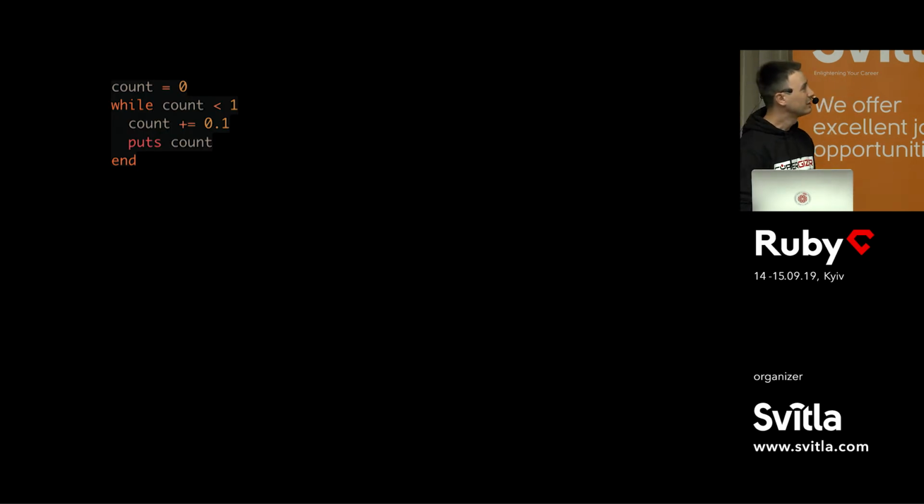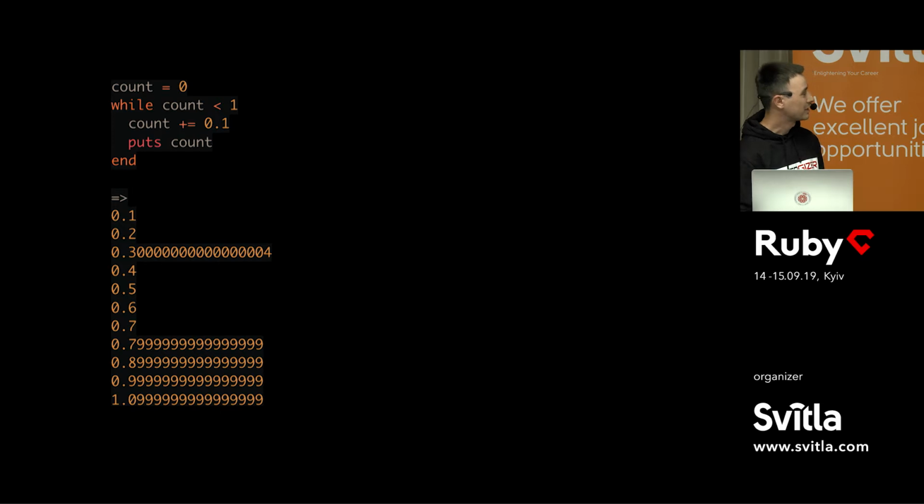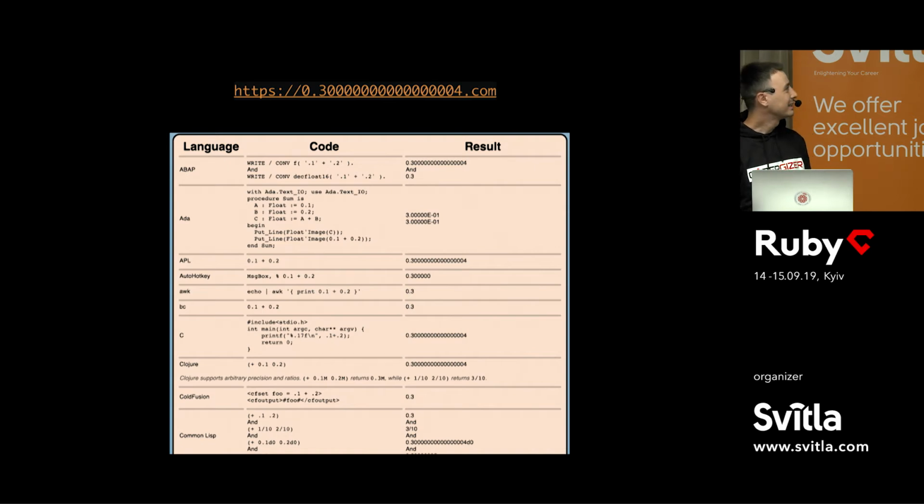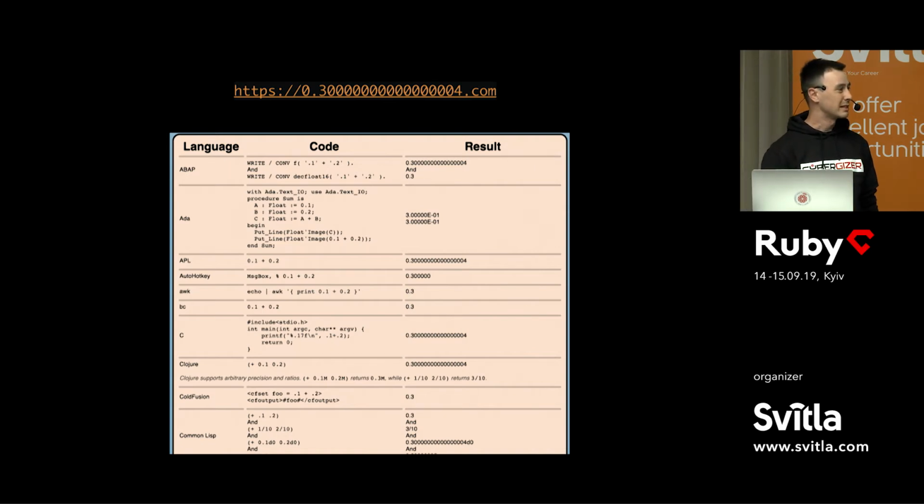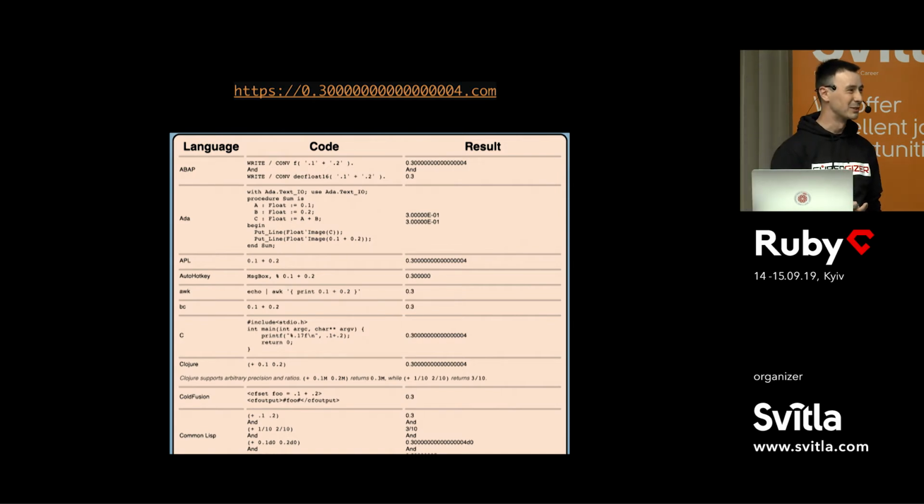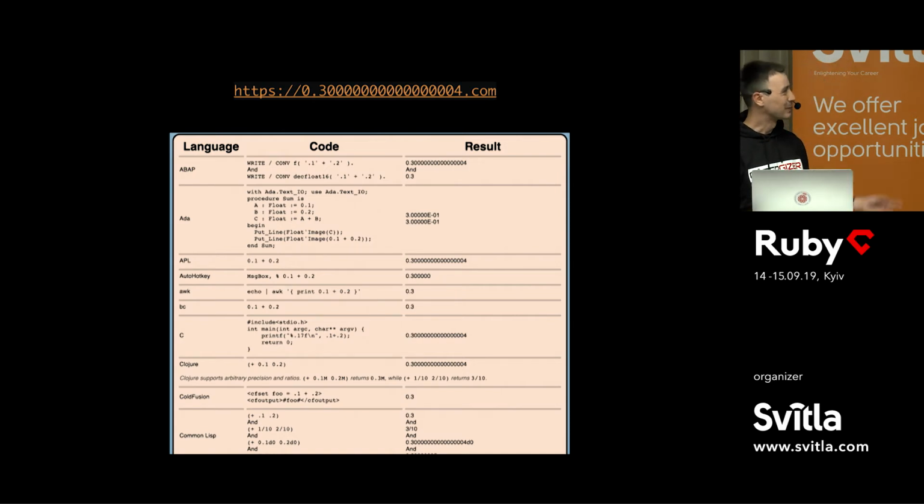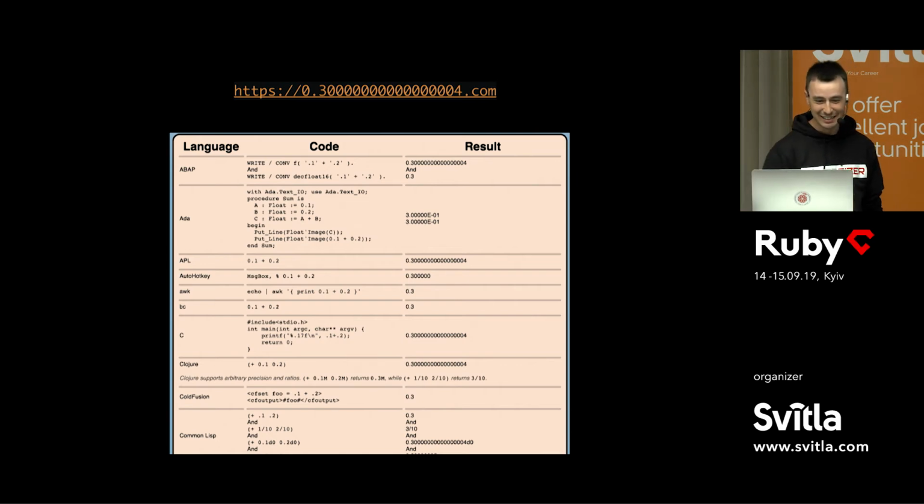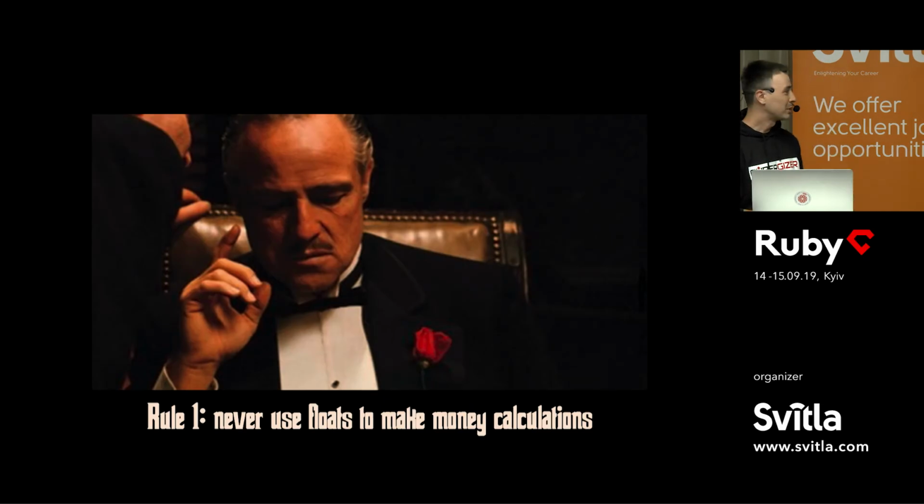And here is a snippet for it, and that's quite fun when you have an amount which is more than you expected, but not so fun when you have less than you expected. And here is the website that explains what actually happens and how this feature is implemented in all of the programming languages you possibly know. So please come, you can check how different languages behave. So rule number 1, never use floats to make money calculations.